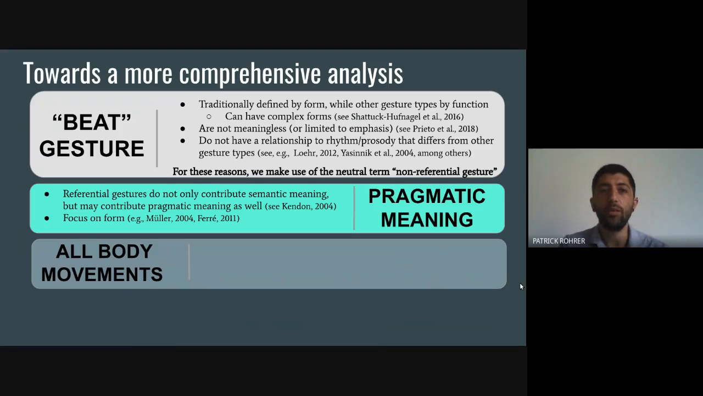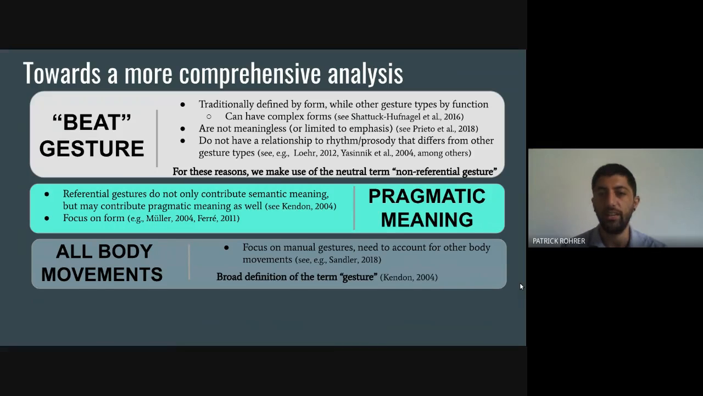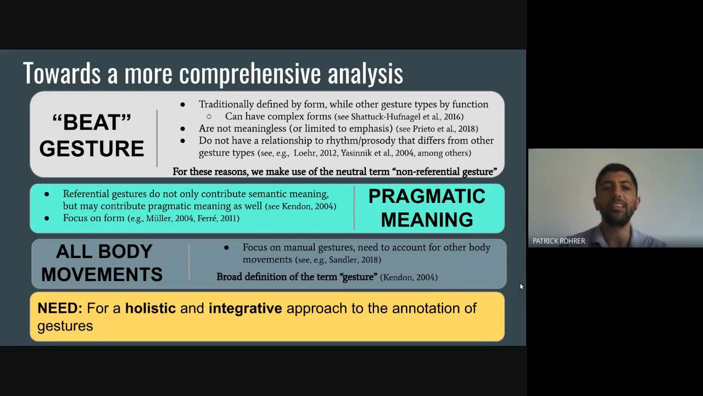And finally, we believe that more comprehensive analysis should include all bodily movements. The field of gesture studies as a whole is focused on manual gestures, whereas we know that there's a need to account for other body movements, and not only head nods, head movements, eyebrow movements, but also things like torso leans or even moving your feet. So for this reason, we take the broad definition of gesture as described by Kendon, that is any bodily movement that is communicative. So based on these, we do think that there's a need for a holistic and integrative approach towards the annotation of gestures.